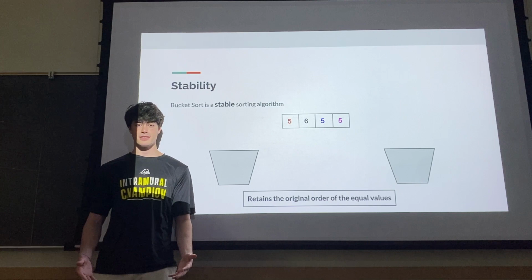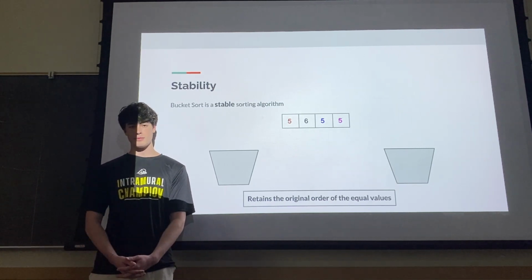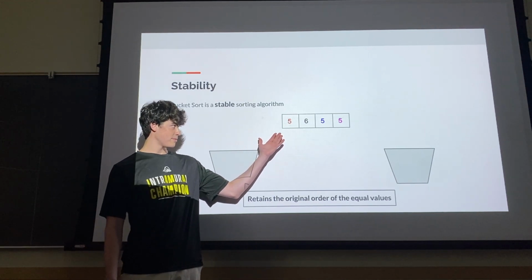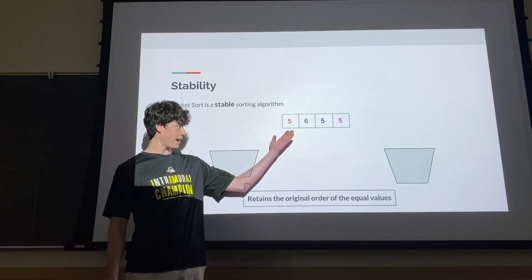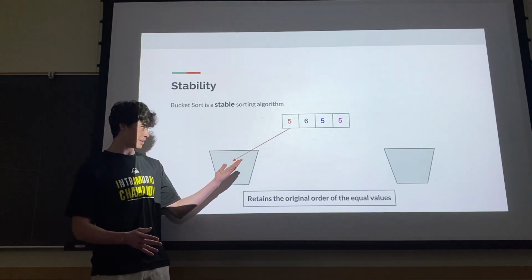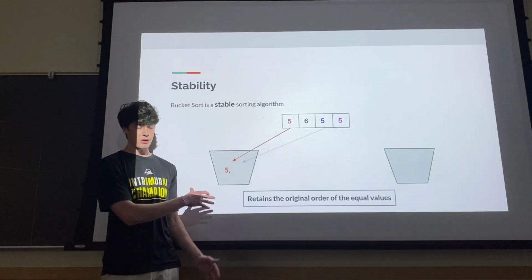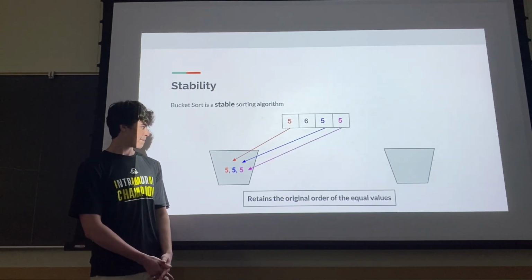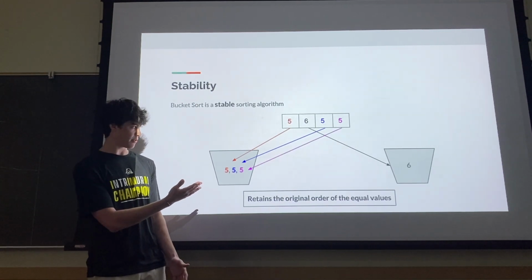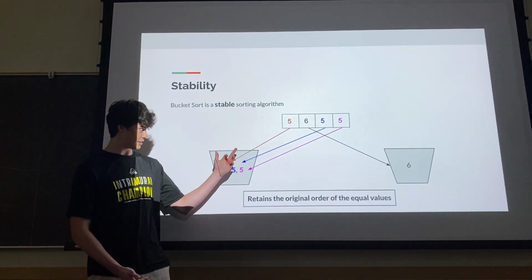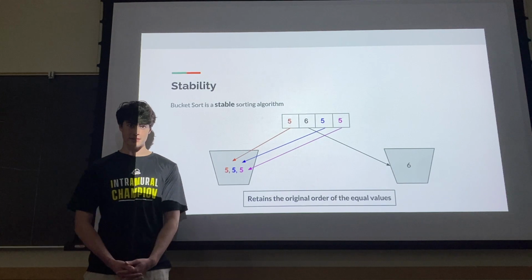So stability: bucket sort is a stable sorting algorithm. This means that when you have values that are the same, in this case our array, 5, 6, 5, 5, the values that are the same, 5 in this case, will remain in the same order relative to each other that they were originally. So the end result of this sorted array will be 5, 5, 5, 6 in the same order, as you can see by the colors that they were originally.